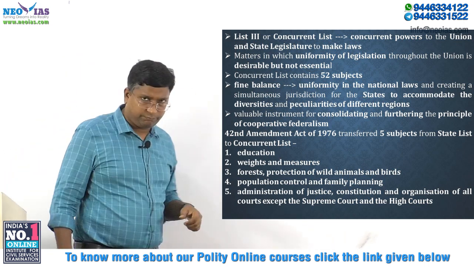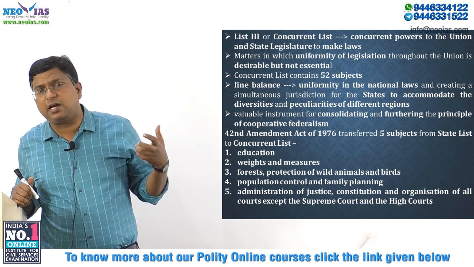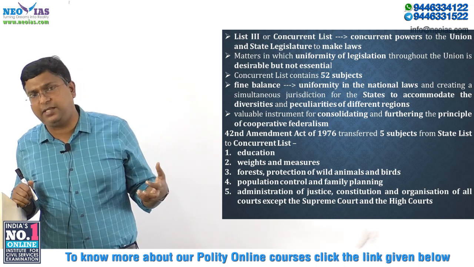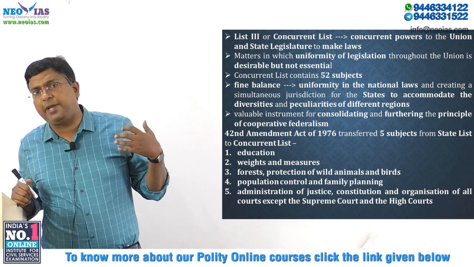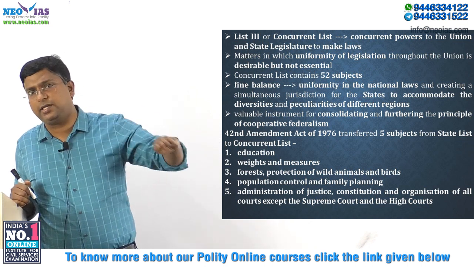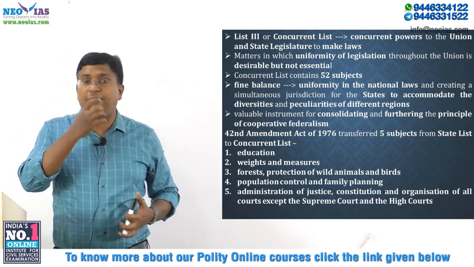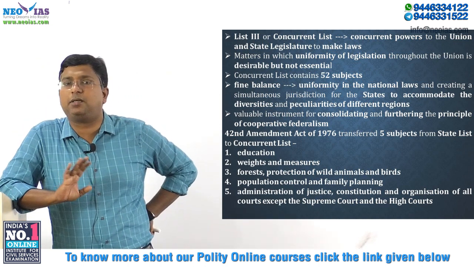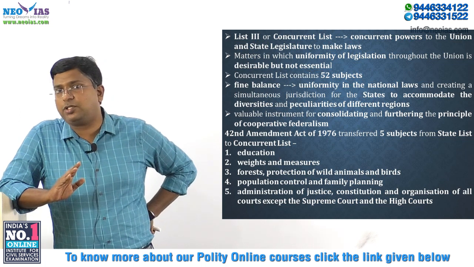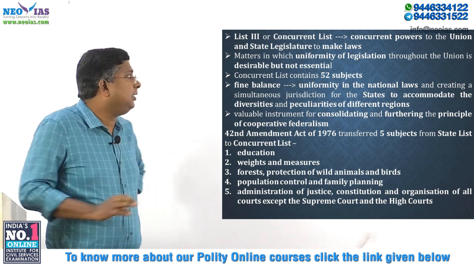As I told you earlier, originally the concurrent list had only 47 subjects, but the 42nd Amendment Act transferred 5 subjects from the state list to the concurrent list. So currently the concurrent list contains 52 subjects. The 101st Constitutional Amendment has not affected the concurrent list. It affected the union list and state list, but not the concurrent list.